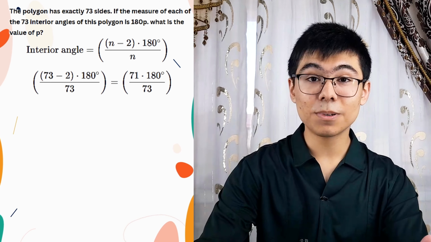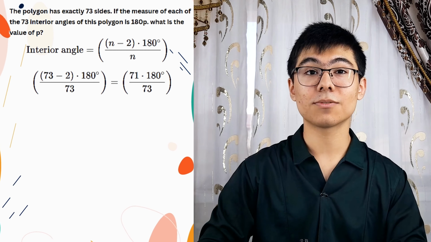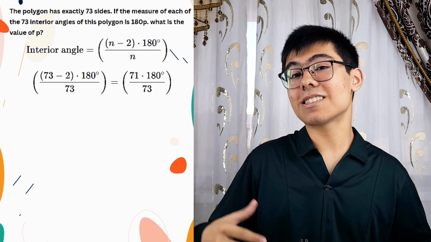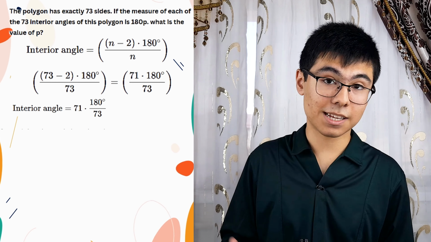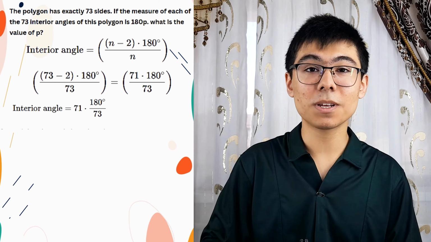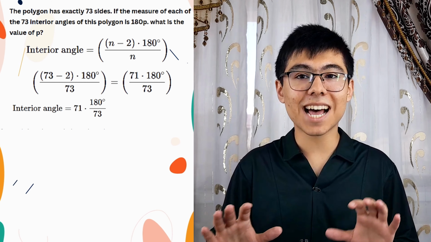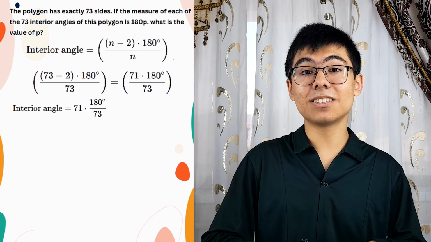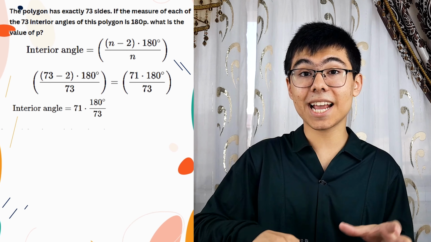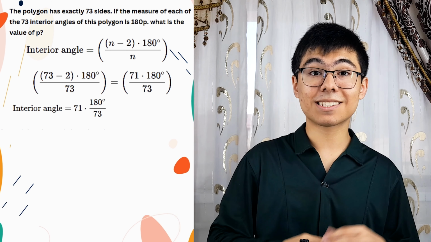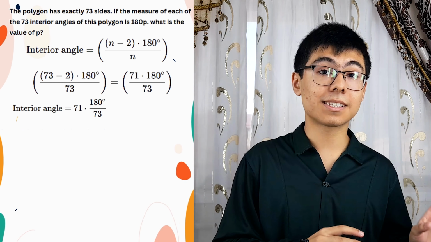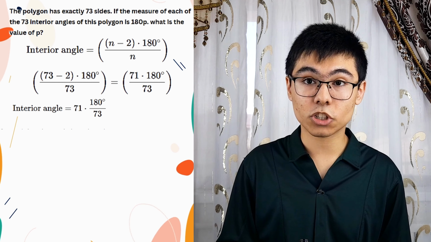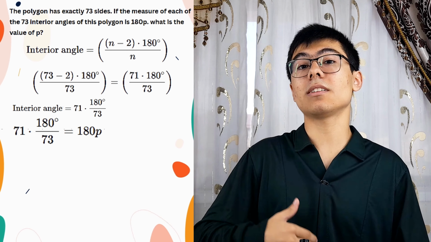Our third step is by far one of the most crucial ones, which is simplifying the expression. Now let's simplify it. Interior angle equals 71 multiplied by 180 divided by 73. This gives us the exact formula for each interior angle based on the sides of the polygon. But we are given that each angle measures 180p degrees. And our fourth step is setting up the equation. Since each angle measures 180p degrees, we set the two expressions equal to each other: 71 multiplied by 180 degrees divided by 73 equals 180p.